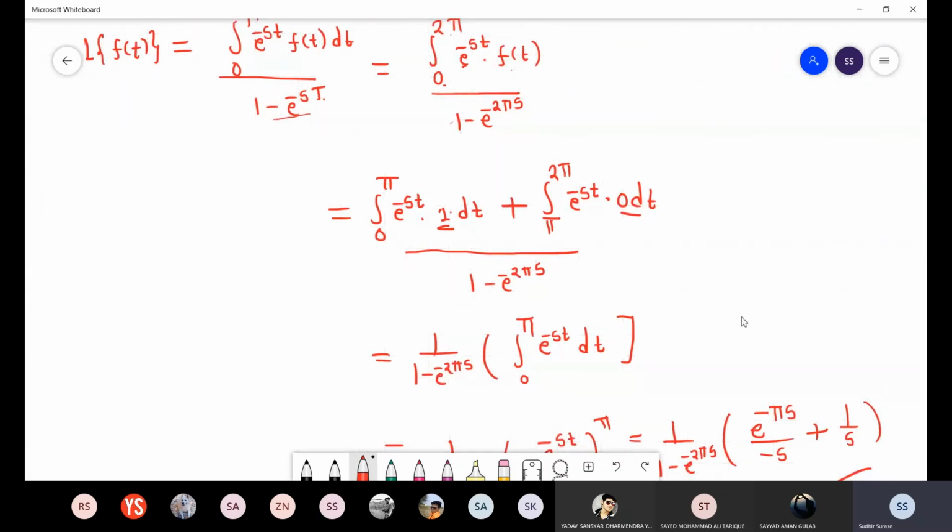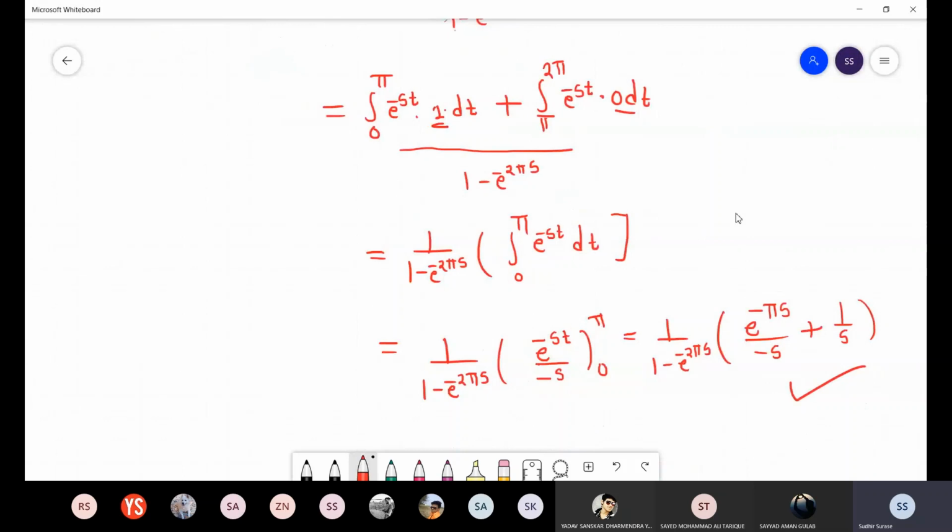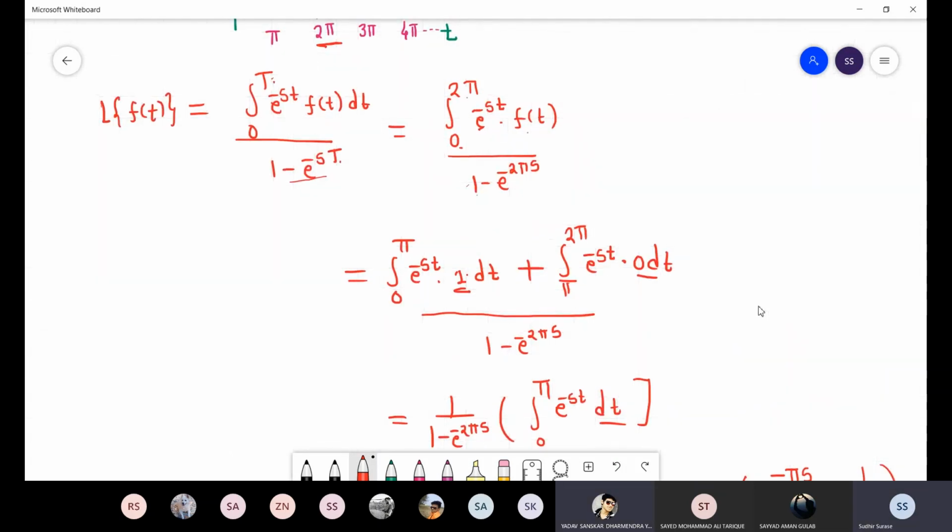The integration of e to the power minus st with respect to t is e to the power minus st divided by minus s, with limits from 0 to pi. At the upper limit we get e to the power minus pi s divided by s, wherever t is, you replace it by pi. And the lower limit is 0, so minus minus becomes plus, and e to the power 0 is 1, divided by s. So that's the answer. Got it? Yes, sir. Understood. Okay.